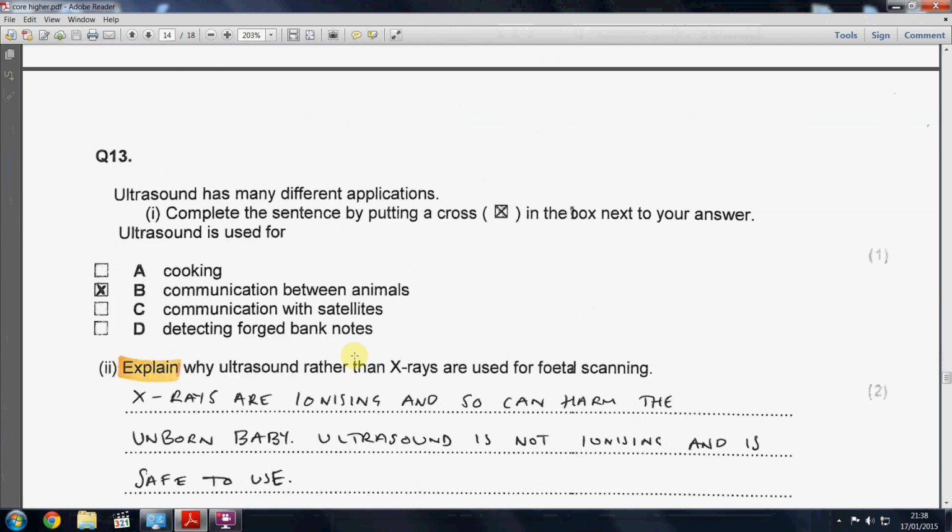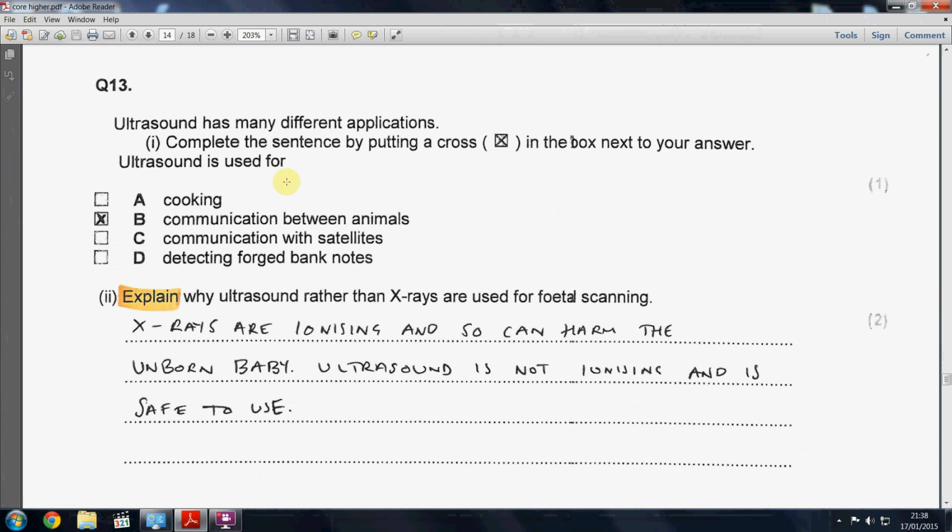Okay, carry on then. We really are nearly done. So ultrasound has many applications. Ultrasound is used for, well, it's not used for cooking.